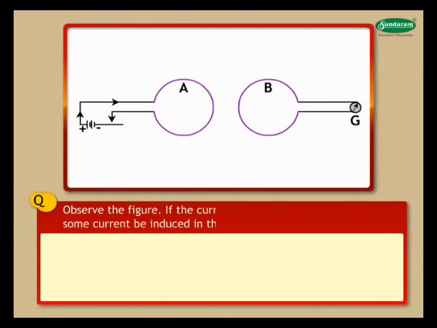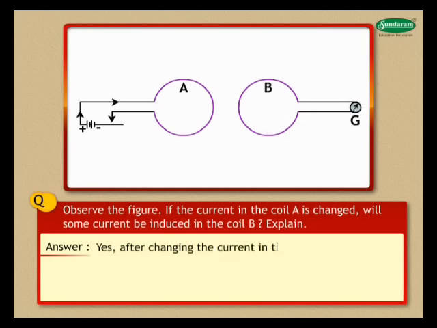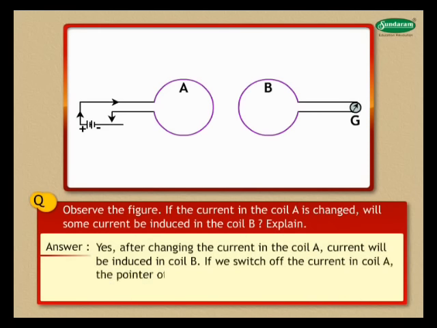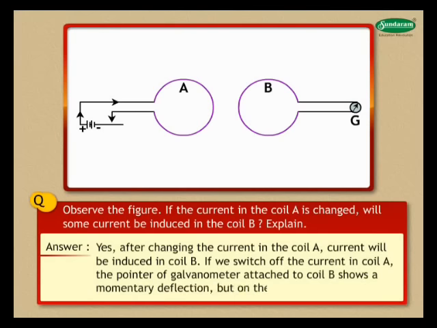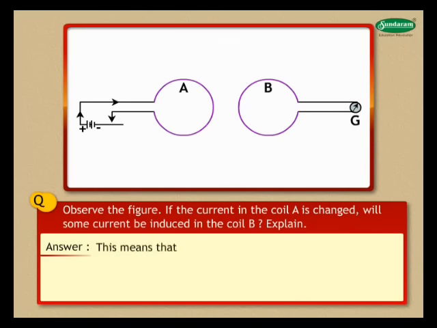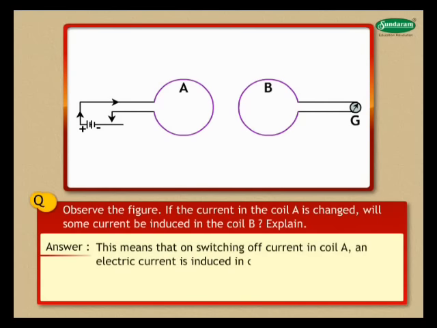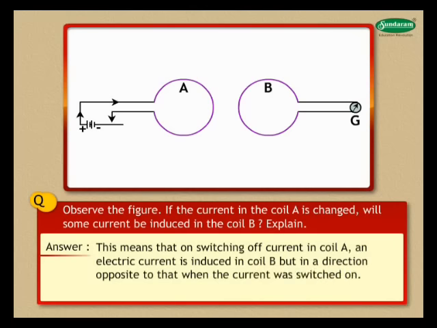Question. Observe the figure. If the current in coil A is changed, will some current be induced in coil B? Explain. Yes, after changing the current in coil A, current will be induced in coil B. If we switch off the current in coil A, the pointer of the galvanometer attached to coil B shows a momentary deflection but on the opposite side. This means that on switching off the current in coil A, an electric current is induced in coil B, but in a direction opposite to that when the current was switched on.